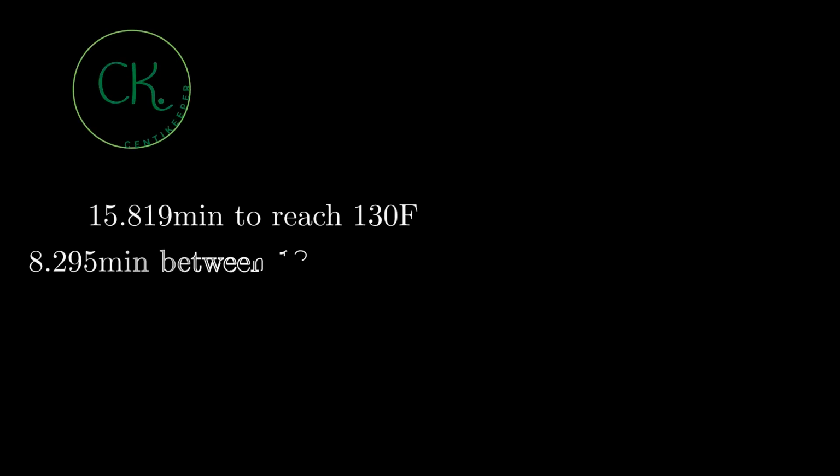And as you can see, the CentiKeeper's machine is the most effective one, as it lowered the temperature of the coffee from 200 to 130 degrees Fahrenheit in only 15.81 minutes. And it kept it at the ideal temperature for the longest time, 8.29 minutes. So if we were the owner of a restaurant, this should be the machine that should be implemented.